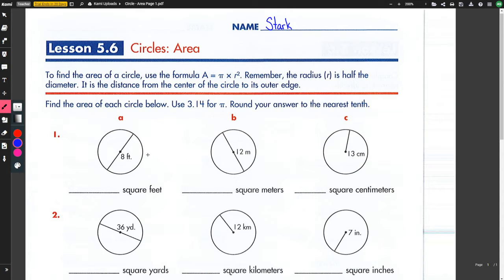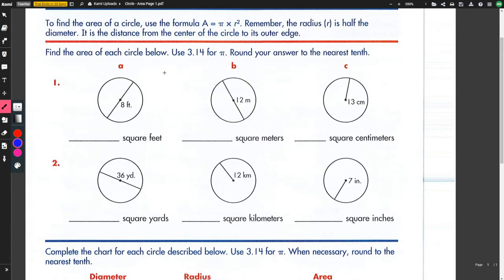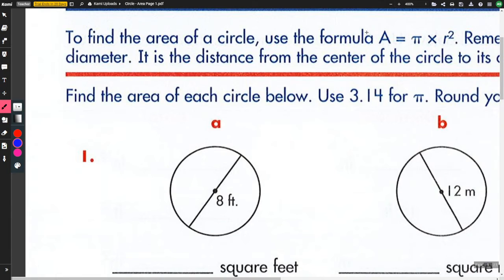Our directions for the first part say, find the area of each circle below using 3.14 for pi. Round your answer to the nearest tenth. So here's what we're going to do. I'm going to zoom in so I can work a little better. I have 1A, and I see that it is a diameter. This is a diameter because it goes all the way across.